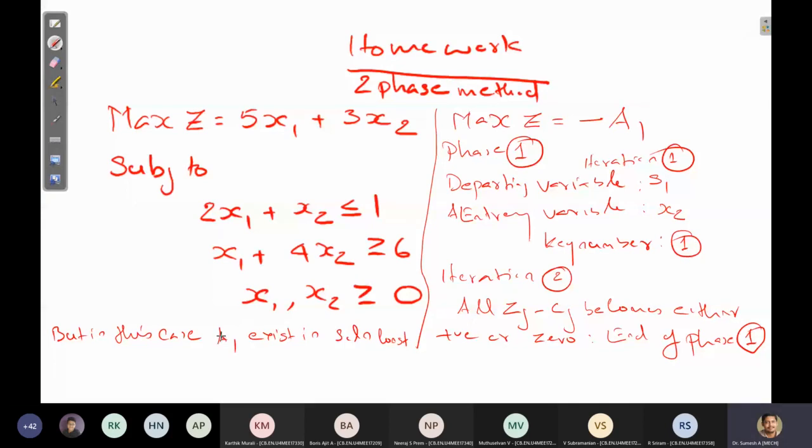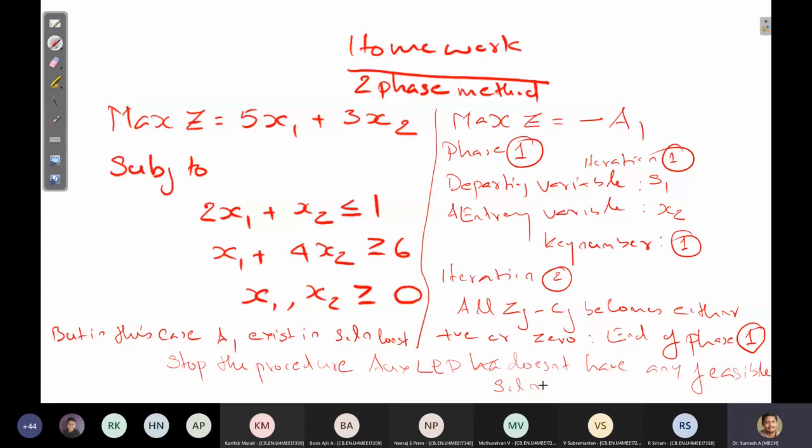You can stop the procedure. That is, no need to proceed to phase 2. Stop the procedure saying that the auxiliary LPP doesn't have any feasible solution. Was that clear?